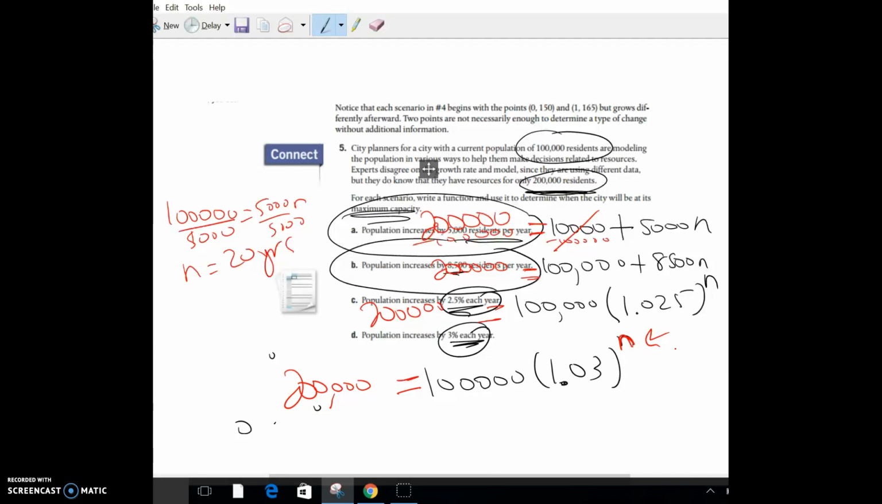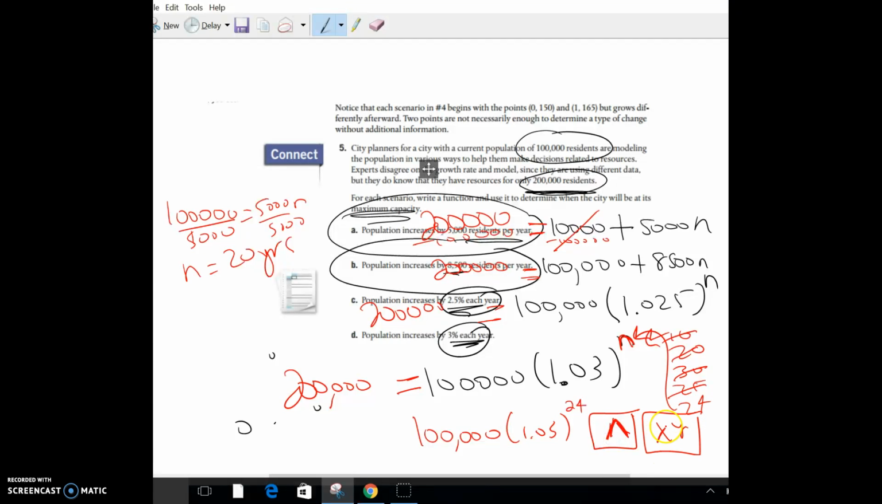So again, you might test 10 years and be like, oh, too low. Try 20 years. And then you're like, oh, try 30 years. Nope, too high. Maybe 25 years, too high. And then try 24. So you just keep shoving that in your calculator. So if you take 100,000 times 1.03 and raise it to the exponent of 24. Some of you, that exponent key is going to look like a little caret. Some of you, it might be x to the y. Kind of depends. But anyway, if you do this, you're going to get pretty close to 200,000.